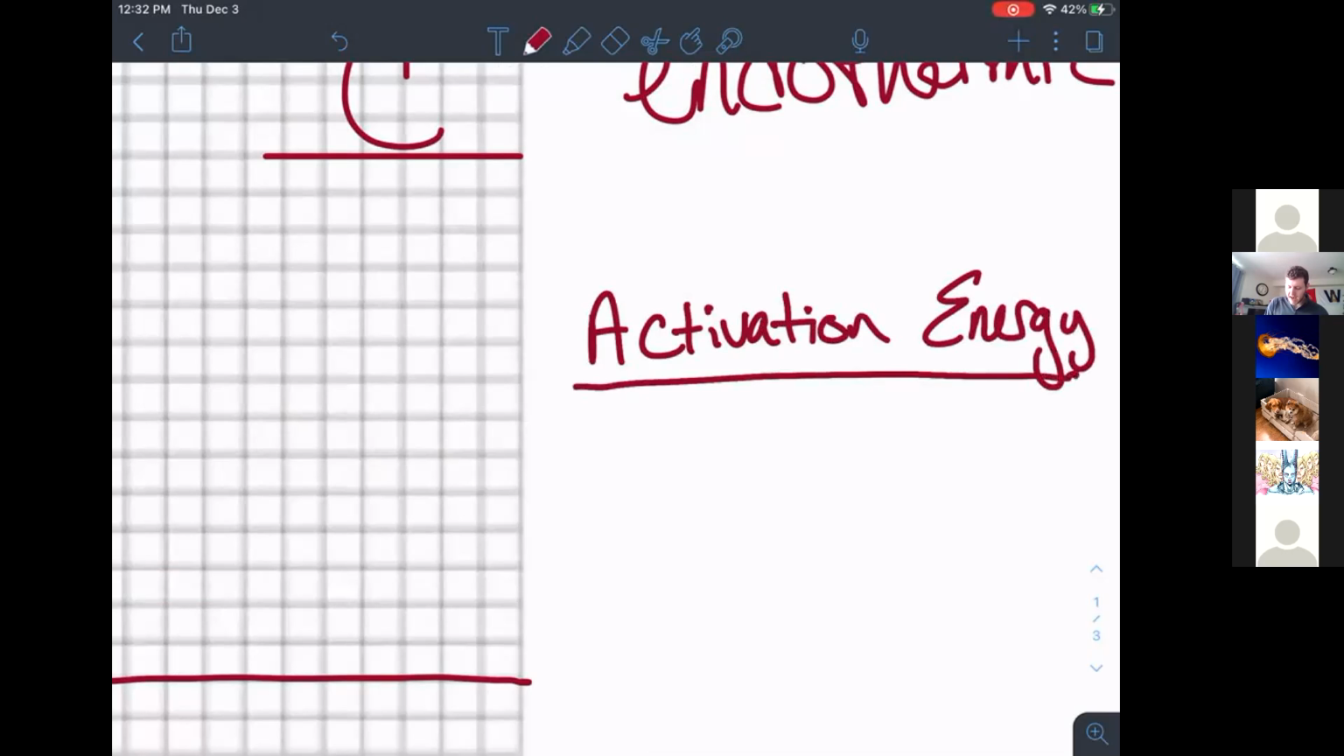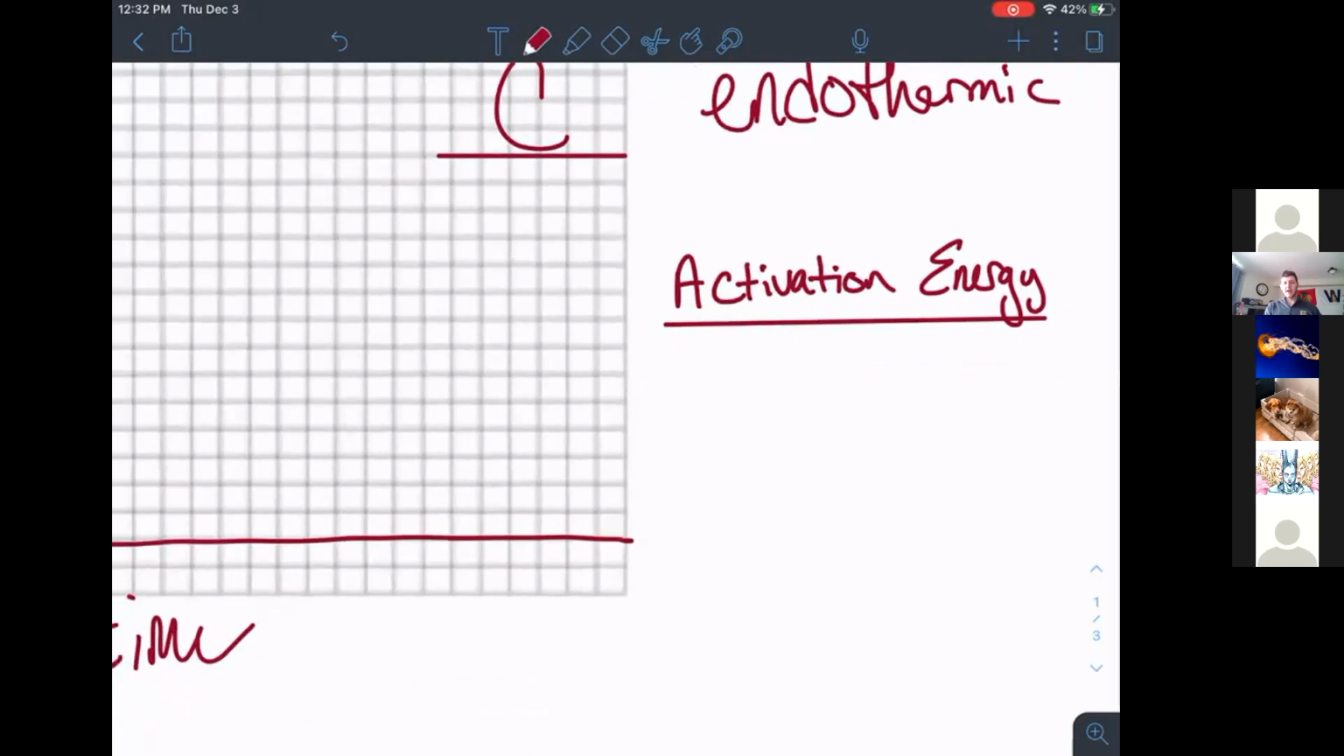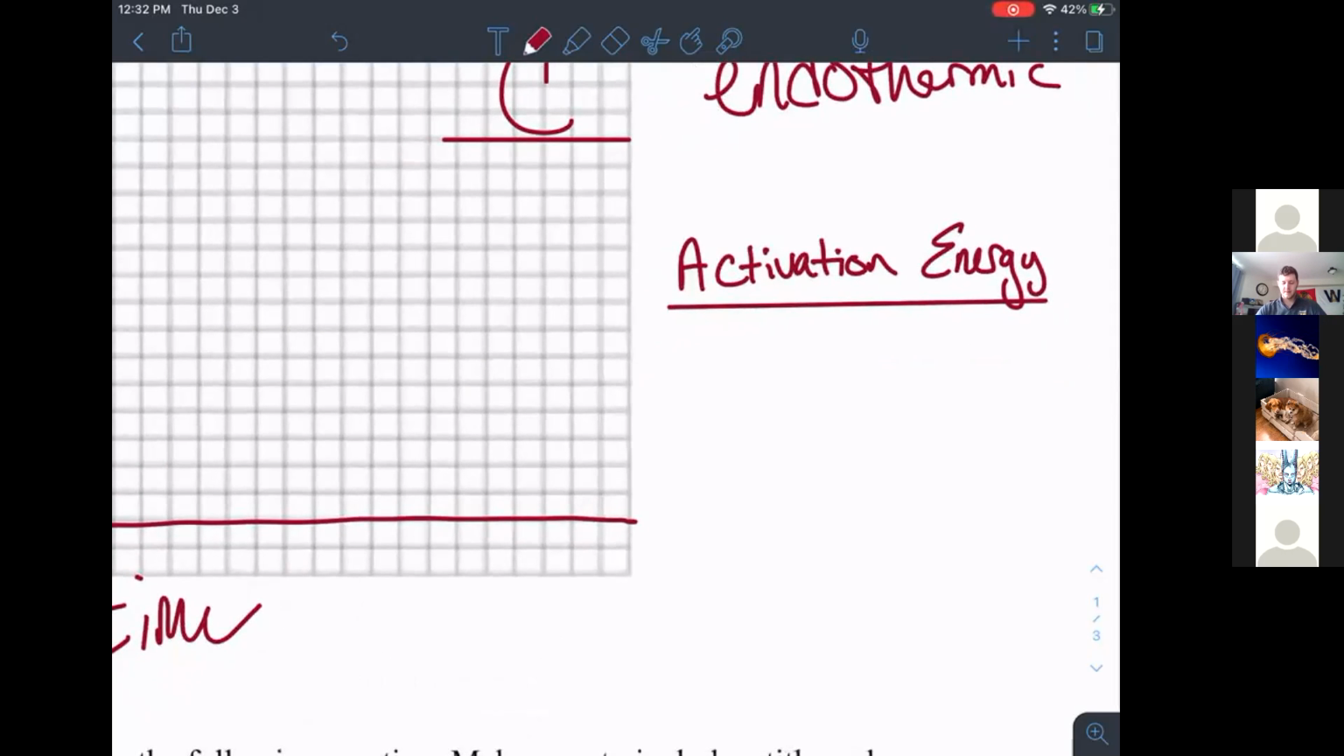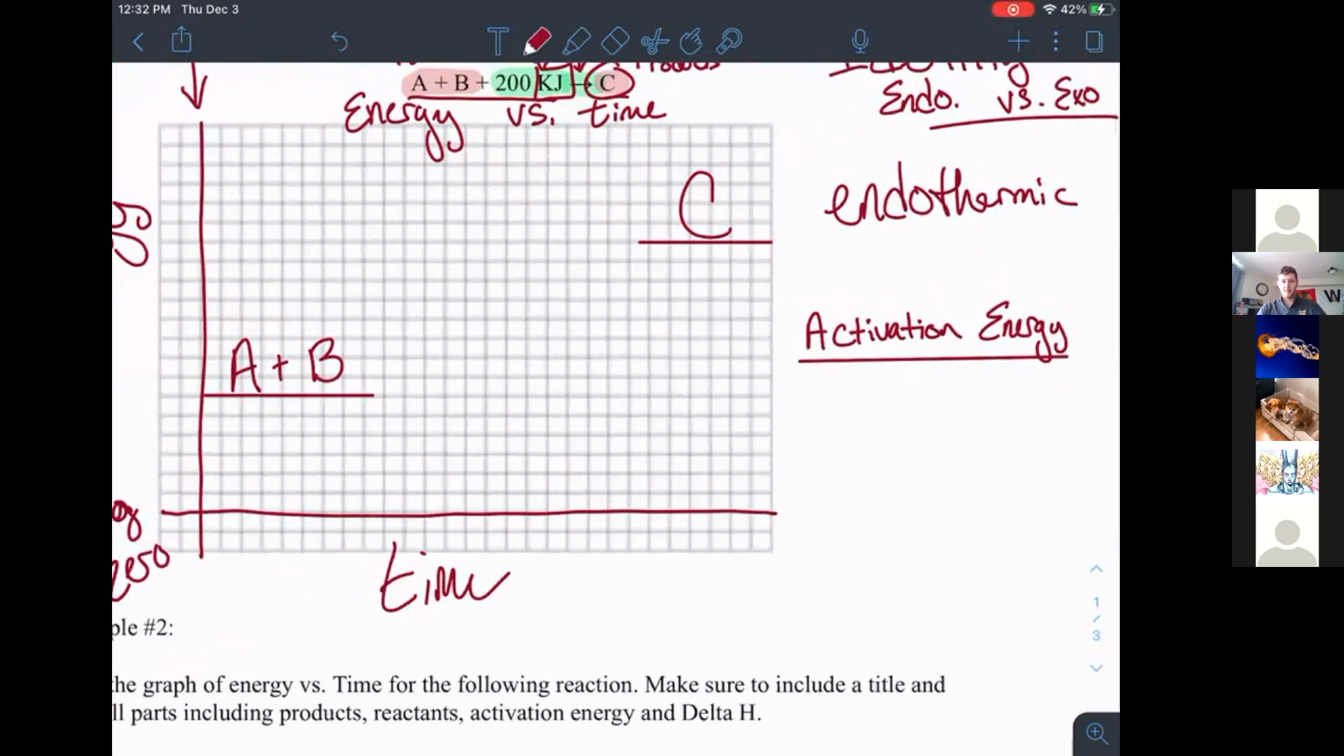Does anybody have a guess as to what activation energy would mean? A little boost. I like that. A little boost. It's that energy that's going to be required to make this reaction happen. Normally, reactions don't just happen randomly. Something else has to be added into it.